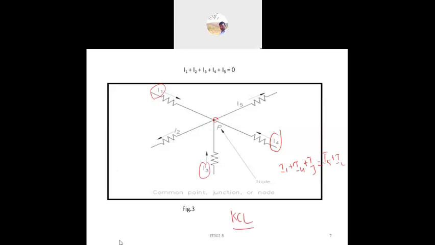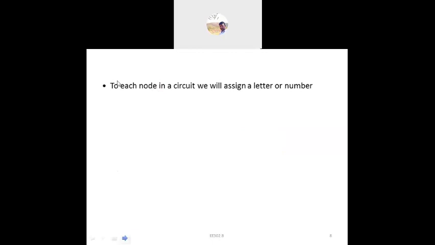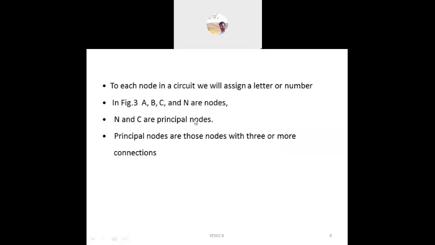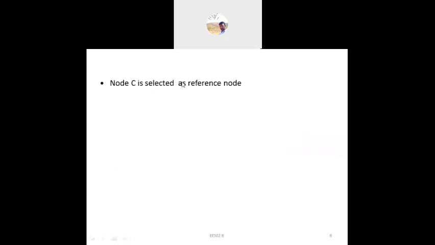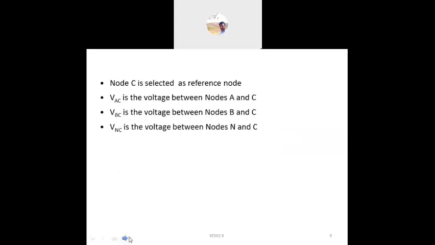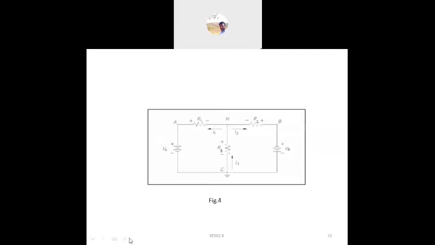So for each node in a circuit, we assign a letter or number. Here A, B, C are the nodes, and N and C are the principal nodes. Here the node is selected as a reference node. So these are the node points: A, N, B, C. So here is the reference.